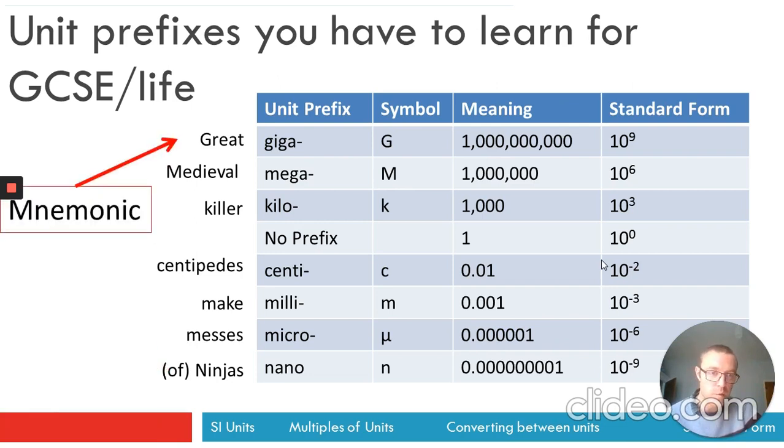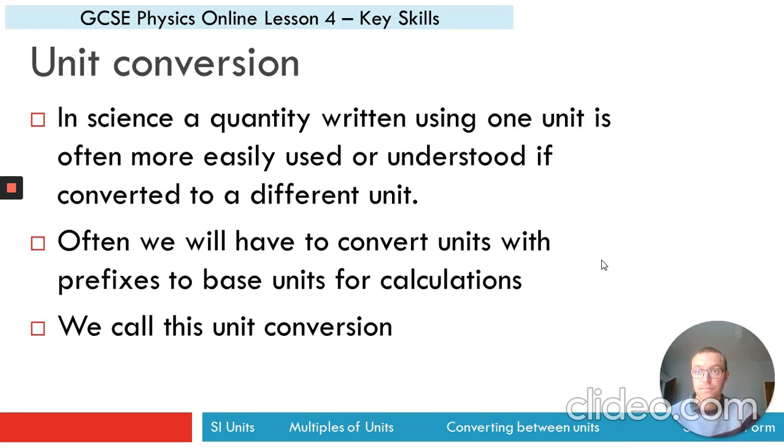Mnemonic. That was that weird word, mnemonic. It means something that we use to help us remember something. Okay, so in science, a quantity which is written using one unit is often more easily used or understood if we convert it to a different unit. We saw that with the meters and kilometres. Often we will have to convert units with prefixes to base units and vice versa for our calculations. We call this process unit conversion.